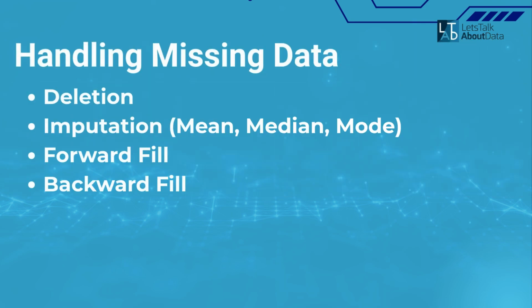Let's start with missing data. It's a very common problem. We have a few options. Deletion, removing rows or columns with missing values. But be careful, you might lose valuable information. Imputation, filling in the missing values. We can use the mean, median, or mode. Forward/backward fill, propagating the last valid value.